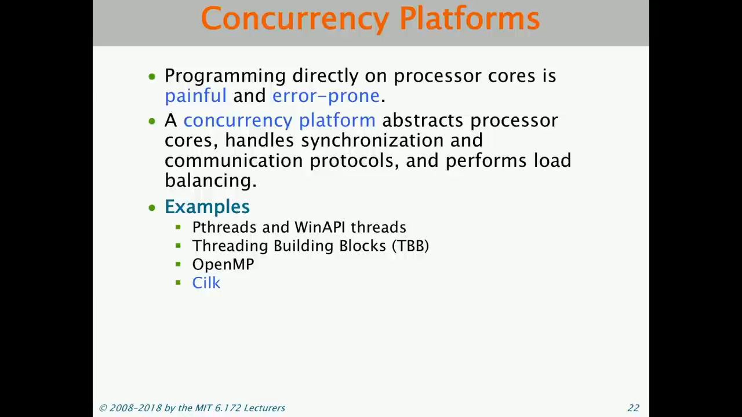Writing parallel programs is very difficult. It's very hard to get these programs to be correct, and if you want to optimize their performance, it becomes even harder. So it's very painful and error prone. A concurrency platform abstracts processor cores and handles synchronization and communication protocols. It also performs load balancing for you. So it makes your lives much easier. And so today we're going to talk about some of these different concurrency platforms.